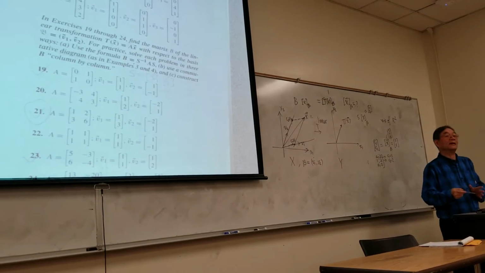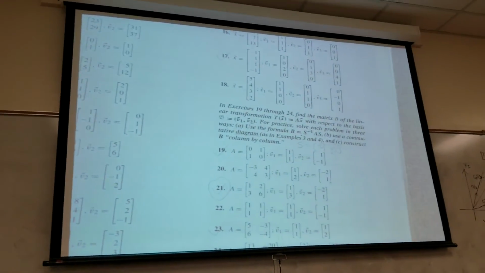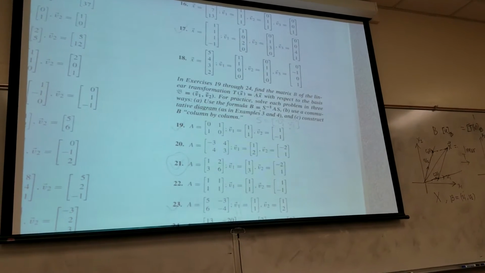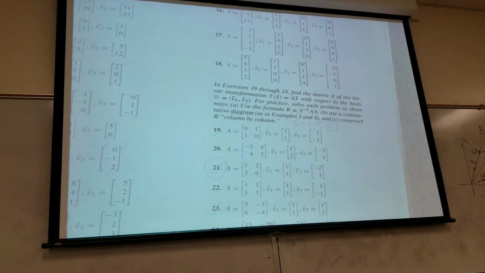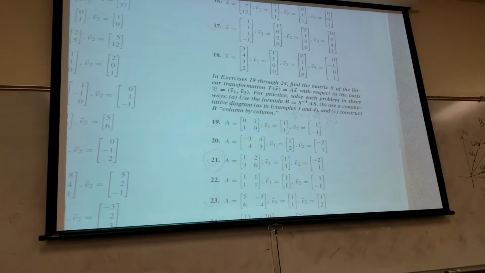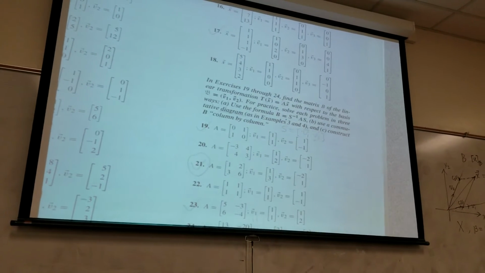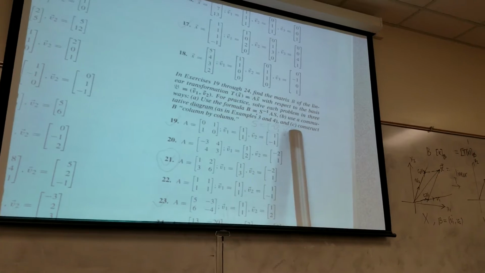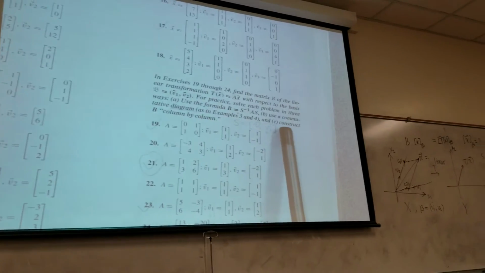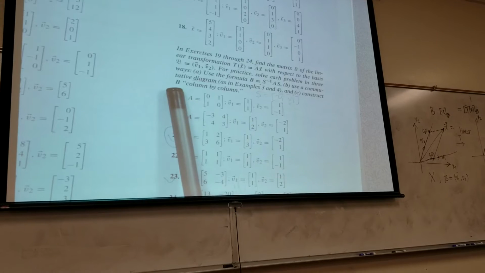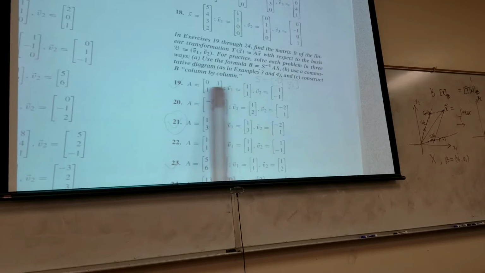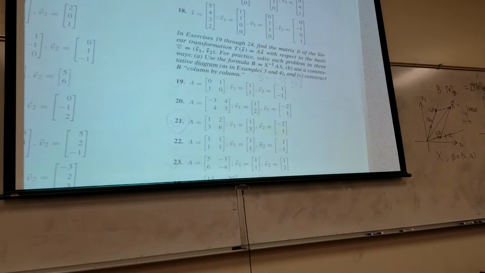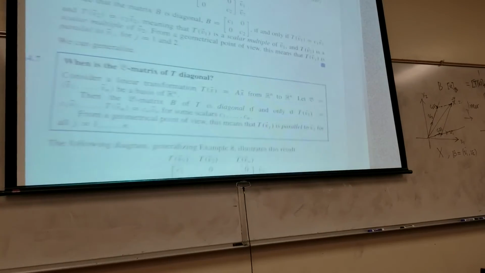You can look at example 3 and 4, you know why. Okay? I'm going to directly use the problem to help you understand the 3 ways of doing this, the diagram. And the third way of doing this is to construct the matrix B column by column, okay? Column by column.